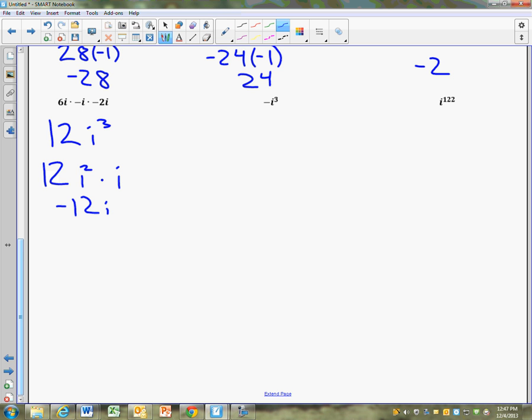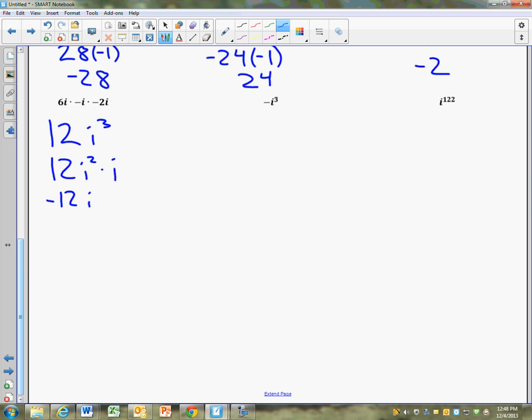Question. Well, do you know what i to the third is? That's why I did it. I wrote it like that so you could see that that's going to give you a negative 1. So you'd have negative 12i. Yes. You can't write 12i to the third. That's not simplified. If you can take a negative 1 out because i squared is negative 1, you need to do that. Bryn.